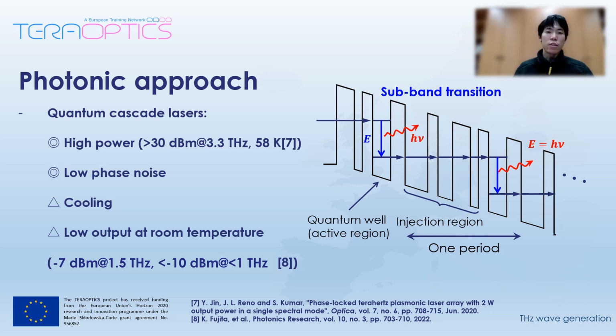QCLs use subband transition in quantum wells rather than spontaneous emission as in conventional lasers. Hence, the operational frequency can be selected by adjusting the band gaps. Moreover, by cascading the quantum wells and the injection parts periodically, a much higher output power compared to other terahertz sources is reachable. However, there is one thing limiting the use cases of the QCLs, which is low temperature operation.